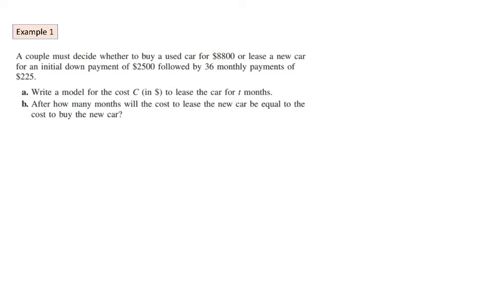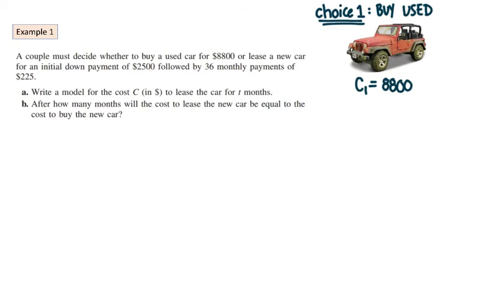So let's make a visual of what is happening. The first choice is to buy a used car for $8,800. Okay, that's one option. The second option that the couple is deciding about is they could get a brand new car, put a little bit less money down to start with, but then have to pay every month $225.